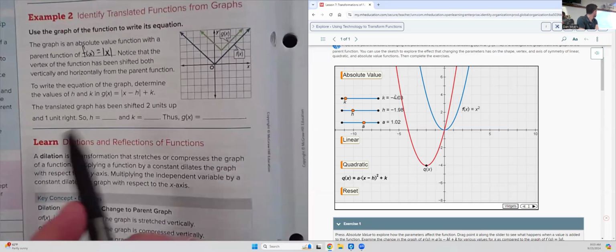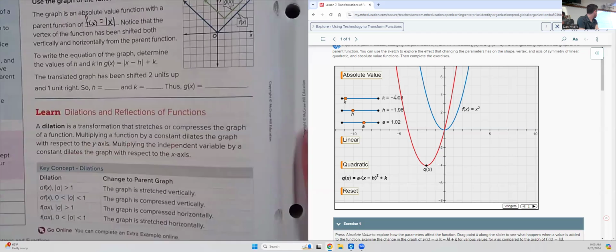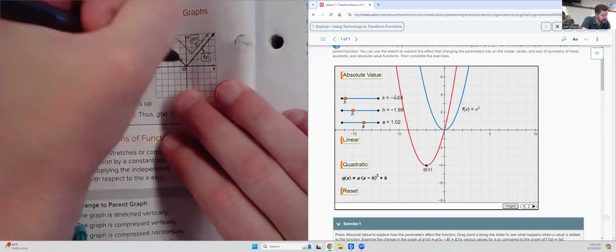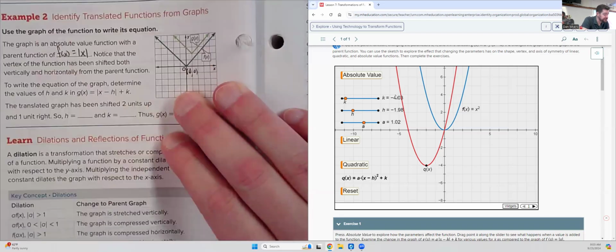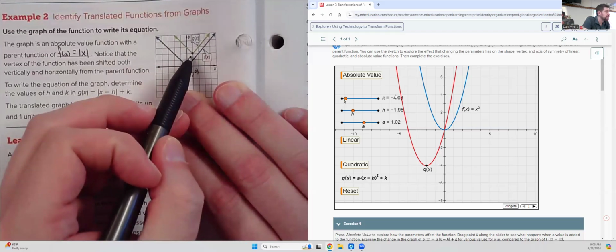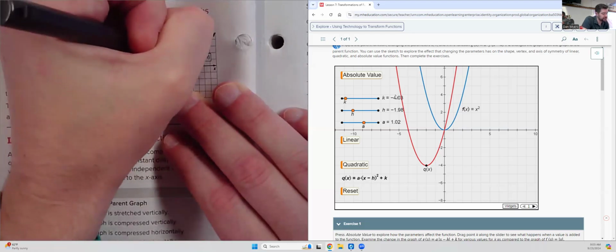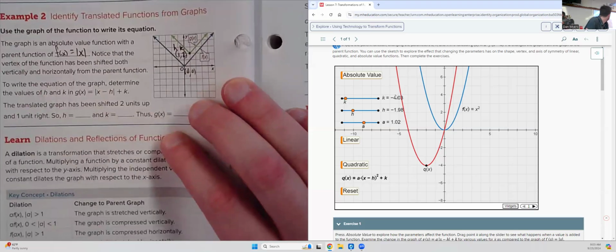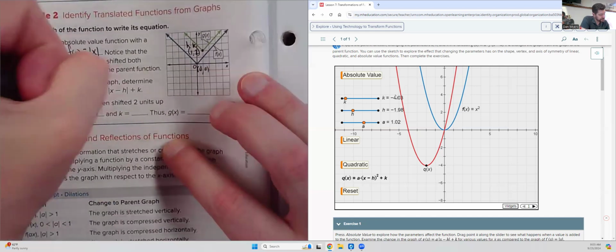To write the equation of the graph, determine the values of h and k in g of x is equal to the absolute value of x minus h, plus k. The translated graph has been shifted 2 units up and 1 unit right. So we have our original vertex at 0, 0. And then the new vertex is where? What is that coordinate there of the new vertex? 1, 2. So that means we have an h value of 1 and a k value of 2. So h equals 1, k equals 2.